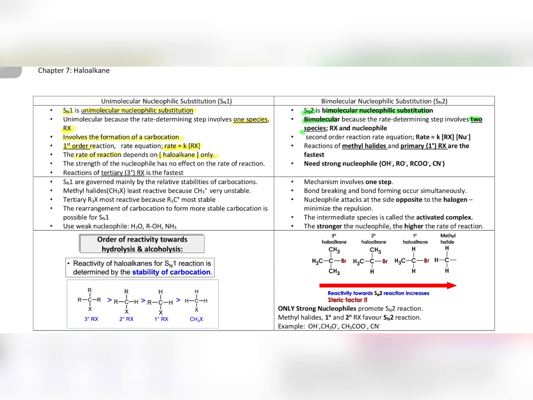So untuk SN2, it involves two species, haloalkane dan nucleophile. So bila tulis rate of reaction, rate equals to k concentration of haloalkane dengan nucleophile. So two species lah yang terlibat.